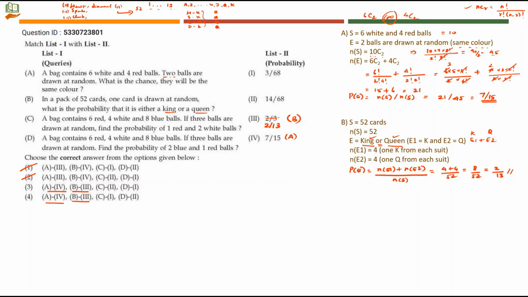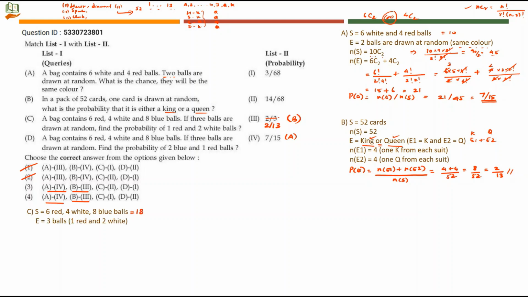Now let's go to C. A bag contains 6 red, 4 white and 8 blue balls. If 3 balls are drawn at random, find the probability of 1 red and 2 white balls. So let's take the sample space as 6 red, 4 white and 8 blue balls. All together how many balls are there? 6 plus 4 is 10, 10 plus 8 is 18 balls are there.